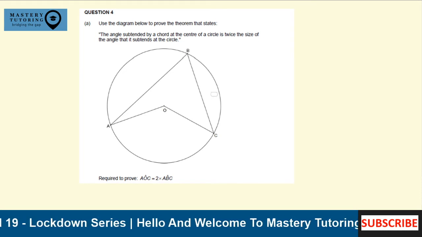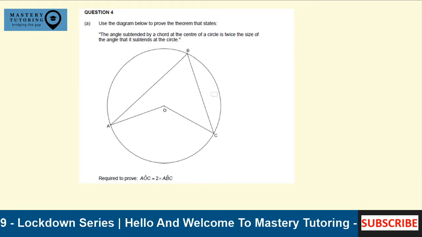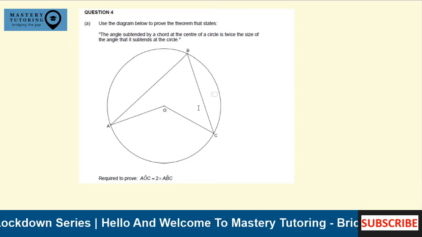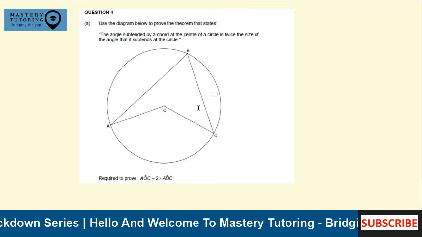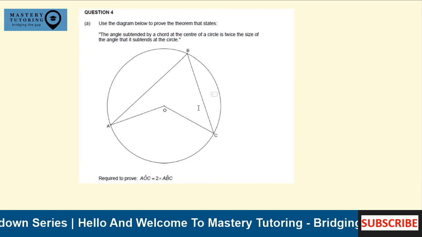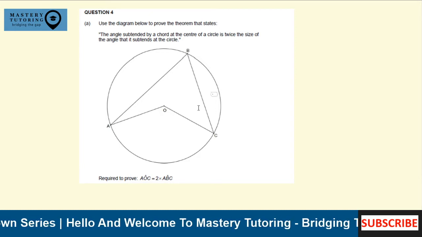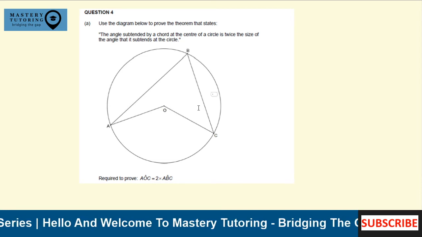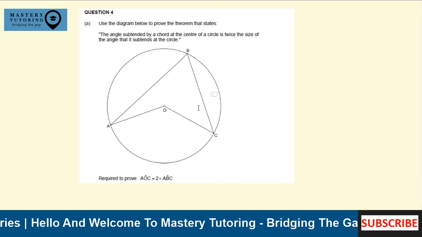Without further ado, let us solve this question. So the statement reads as follows. Use the diagram below to prove the theorem that states the angle subtended by a chord at the center of a circle is twice the size of the angle that it subtends at the circle.